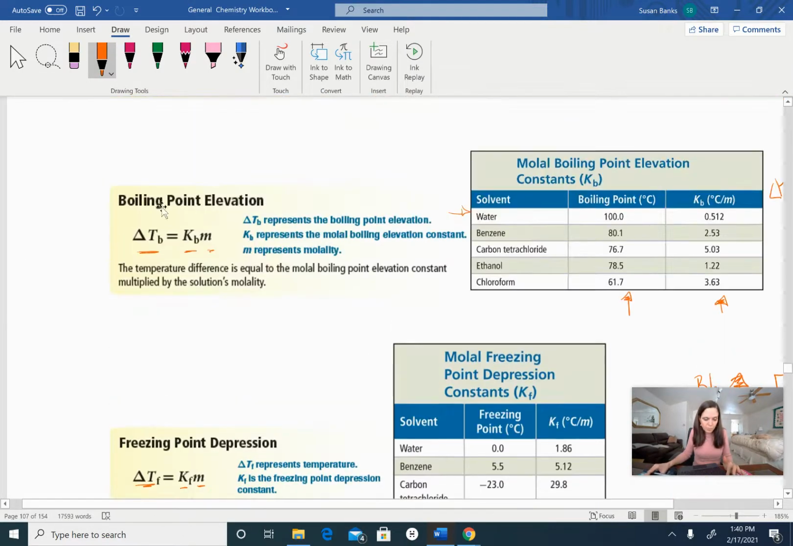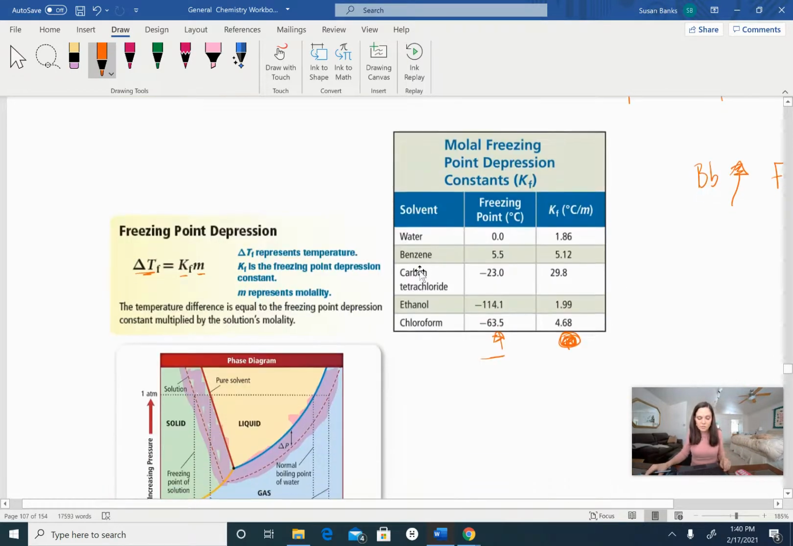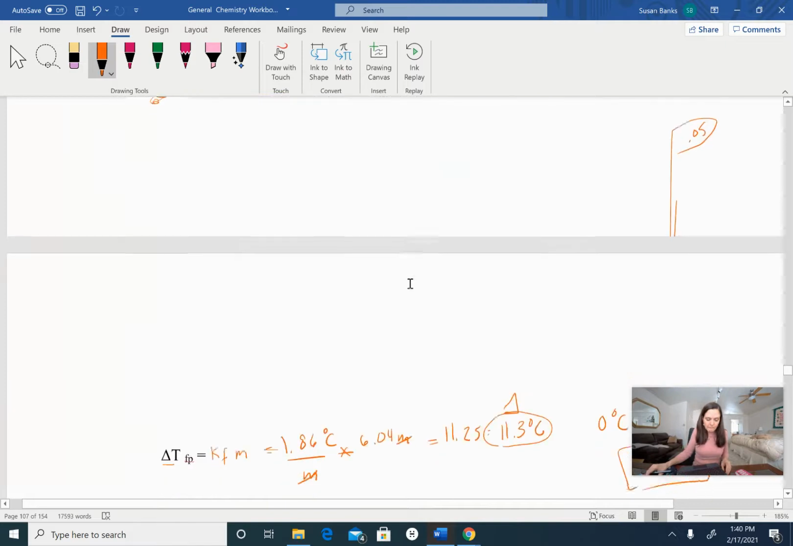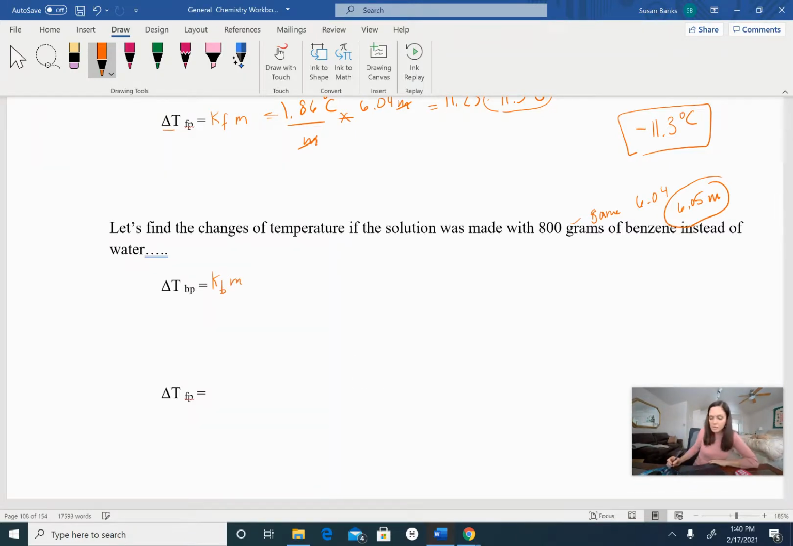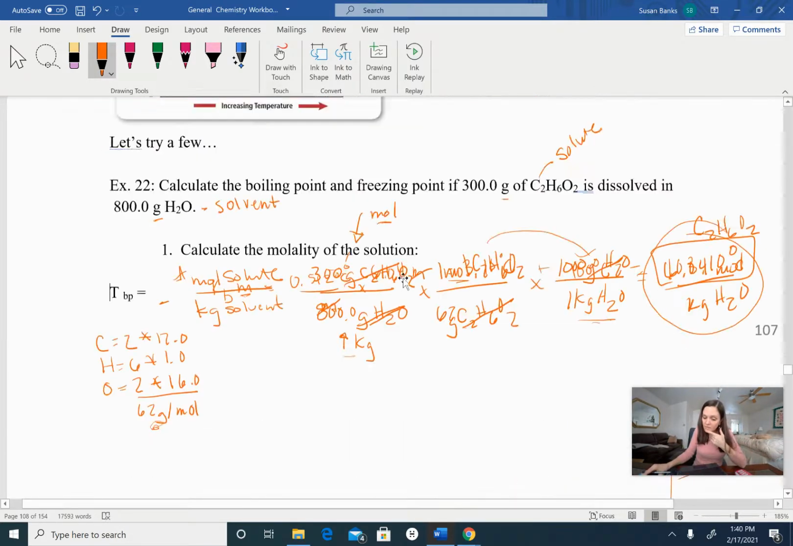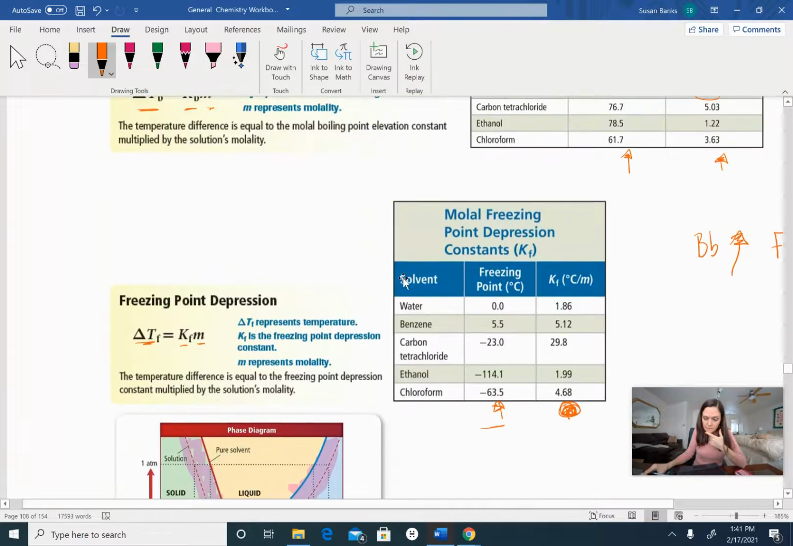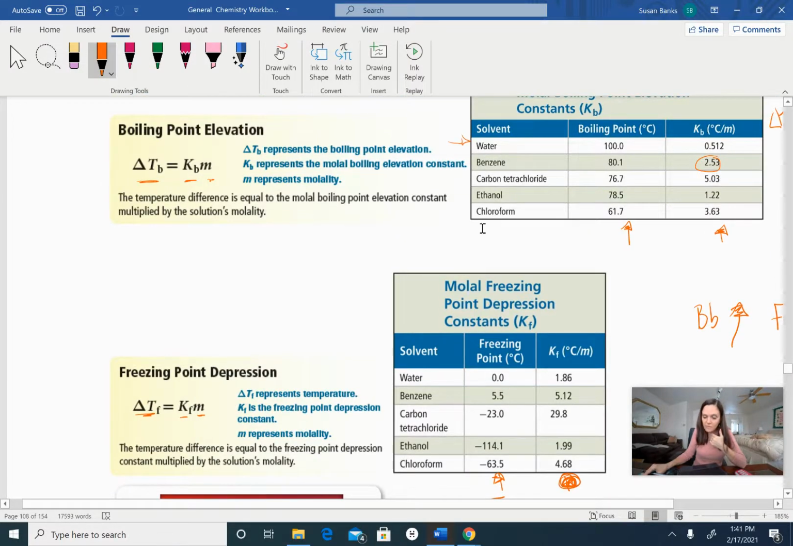So let's look, boiling point benzene, here we go. We've got a constant of 2.53 degrees Celsius per mol. Okay, so our boiling point constant of benzene multiplied by our molality. So we said it was 2.53, correct? Yep, 2.53 degrees.